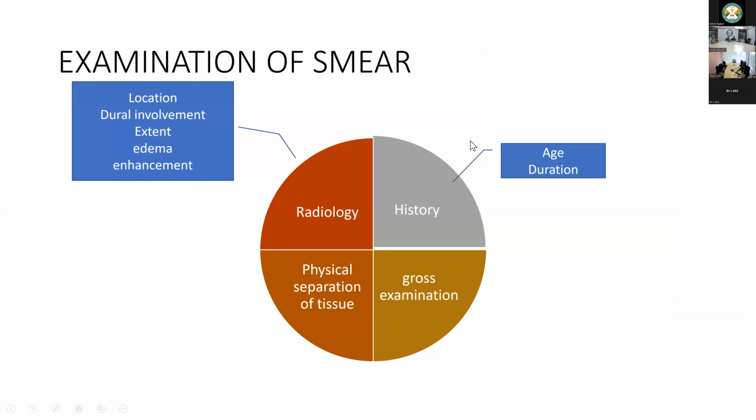Next, coming to the examination of the smear. Even before examination of the smear, we have to have a well-filled requisition form containing the history, because the history also gives a lot. Like if the patient is a child, then we will suspect either an embryonal tumor, or it can be a pilocytic astrocytoma if the location is in the posterior fossa. Similarly, a diagnosis of choroid plexus carcinoma should never be made in an adult, because this is predominantly found in children. So this is the importance of age.